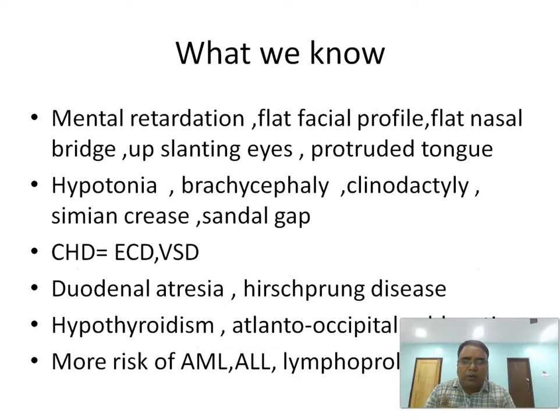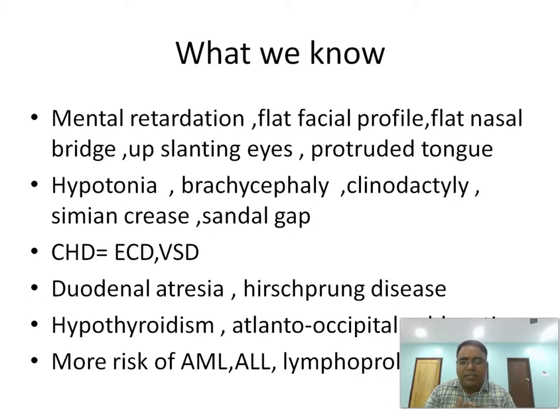Next, what do we know about Down syndrome? From that picture, we know many things we can remember. Most common is mental retardation. The look is a flat facial profile, flat nasal bridge, upslanting of eyes, and protruded tongue. You can get hypotonia, brachycephaly, clinodactyly, Simian crease. That is the most important, the single palmar crease, called the Simian crease. Another is the sandal gap. There is a gap between the big toe and second toe. That is called the sandal gap.